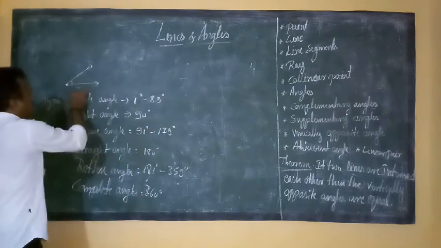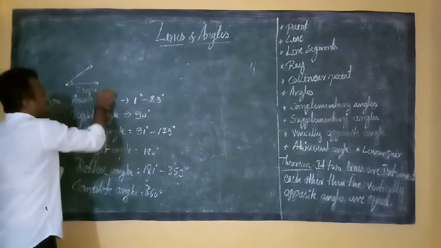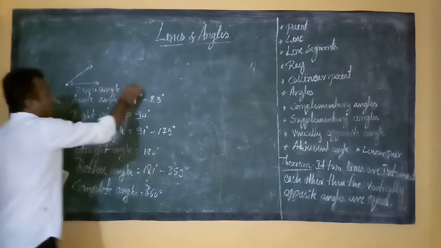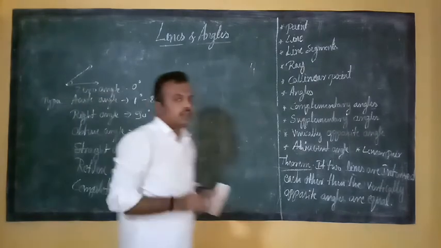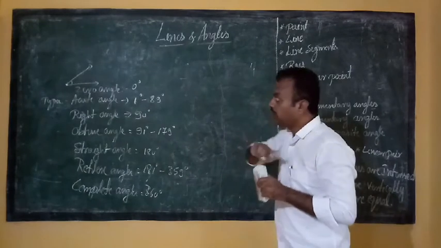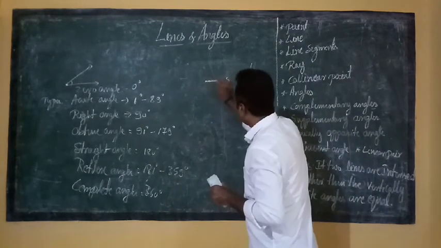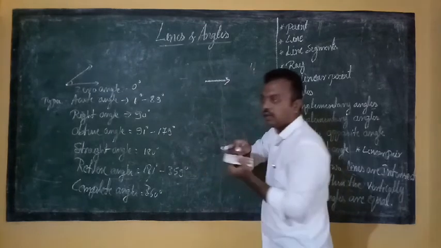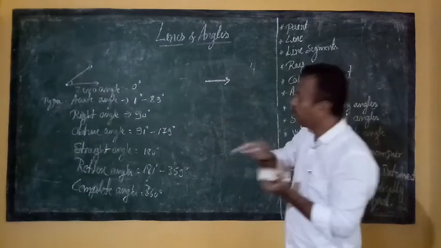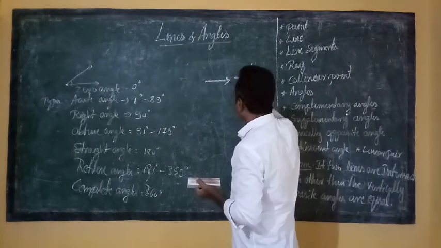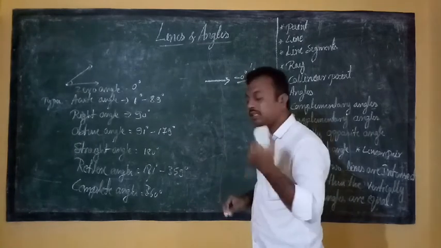Another one, the zero angle, is also considered. A zero angle measures 0 degrees. That means the angle cannot form. One ray is here, and the other ray coincides or overlaps on the same line. Therefore it is called 0 degrees, the zero angle.